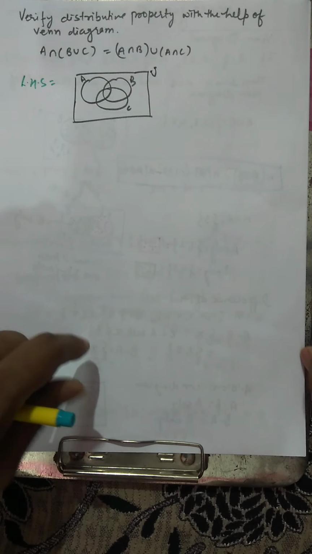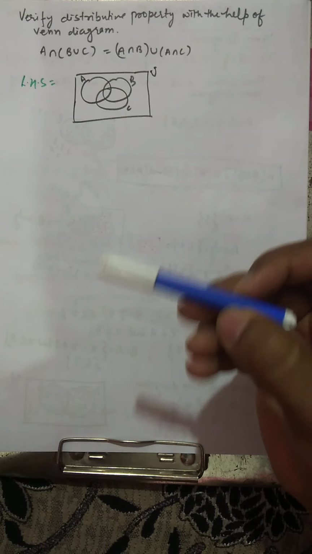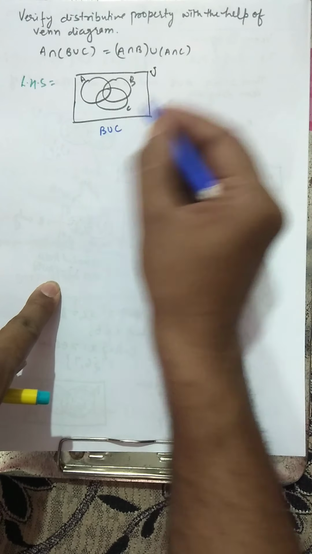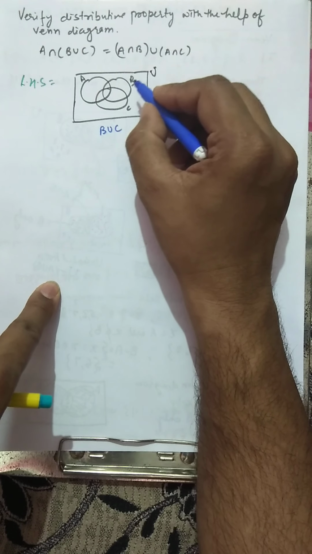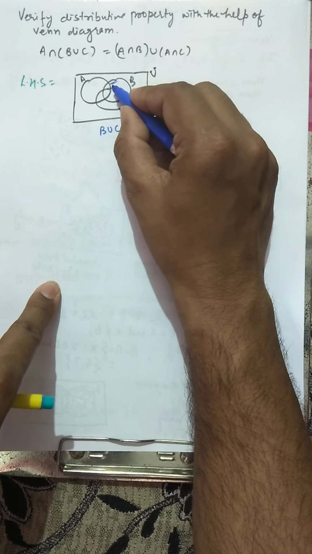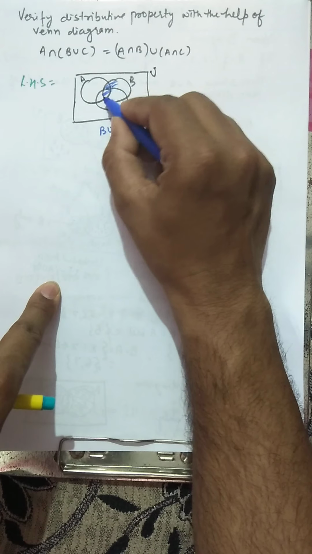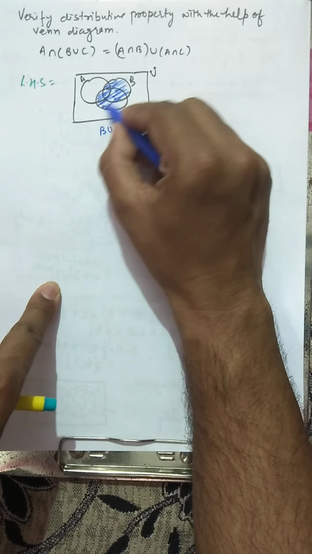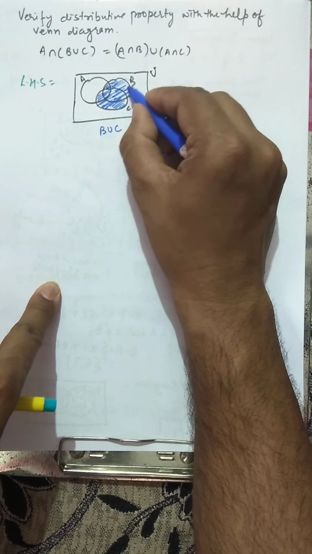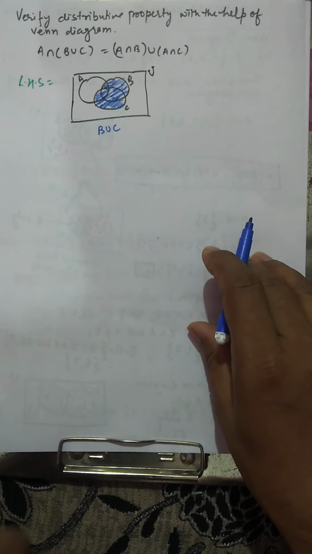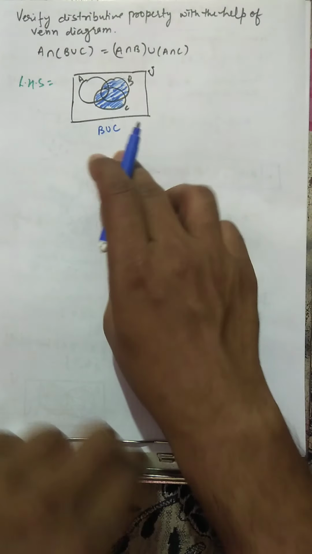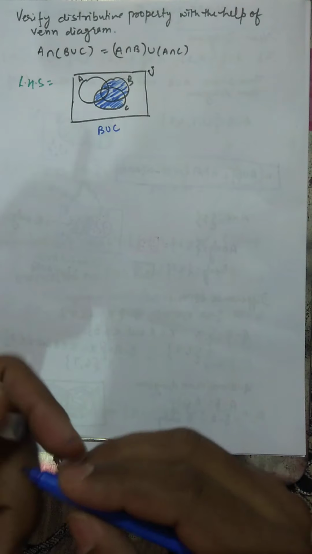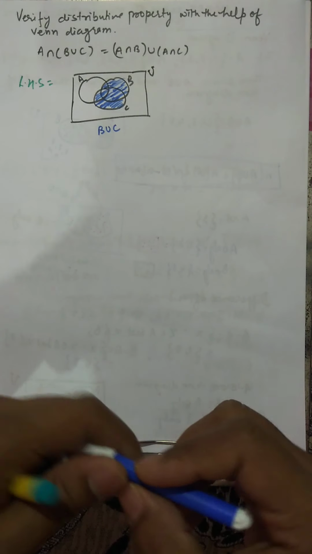So I'm using this color to show my B union C. I'm writing here also B union C I am representing. So you can see yourself that B union C is this, and if it is asked in the exam, then you have to answer this way only, that B union C is this shaded area. Now take A intersection B union C.